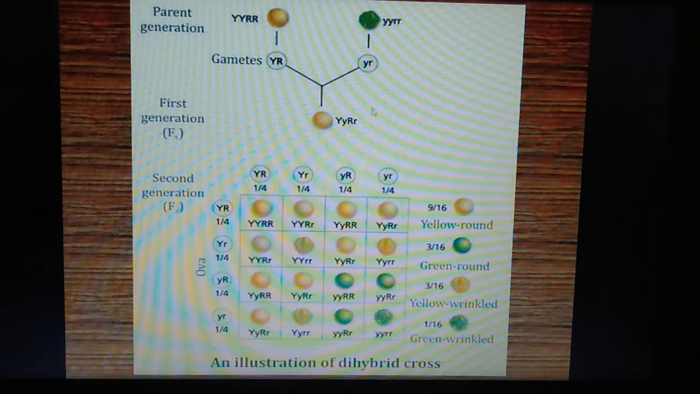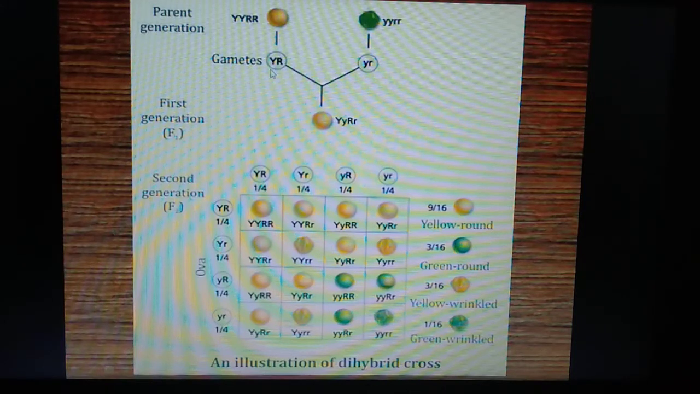Next, moving on to Mendel's dihybrid cross. In this dihybrid cross, he took two contrasting characters. Di stands for two: a dihybrid cross between two parents having two contrasting characters. One parent produces round and yellow seeds, and the other parent produces wrinkled and green seeds.